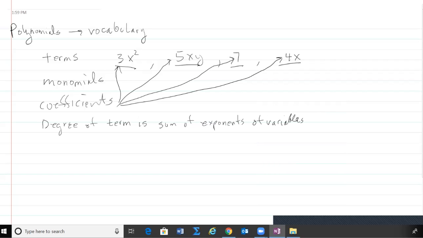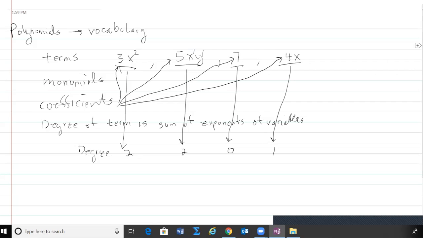So, for example, that first term has degree 2. Let's list our degrees that we have here. The second one also has degree 2 because 1 and 1 makes a 2. This third one actually has degree 0. There is no variable, so we say that's degree 0. And this fourth term has a degree 1.